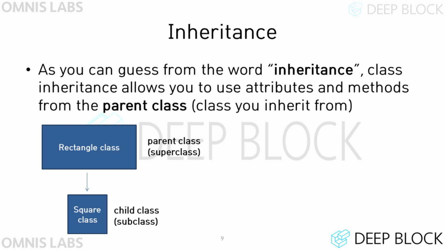For example, when there is a class called square that inherits the class rectangle, square basically retains the attributes and methods existing in rectangle. In this case, the parent class is also called a superclass, and the child class is also called a subclass.